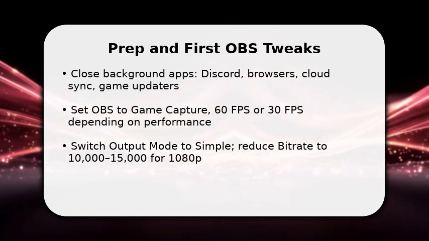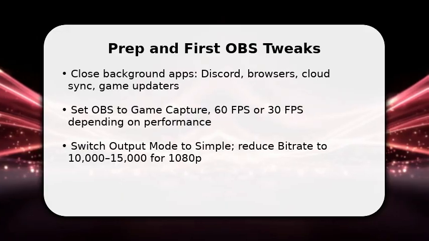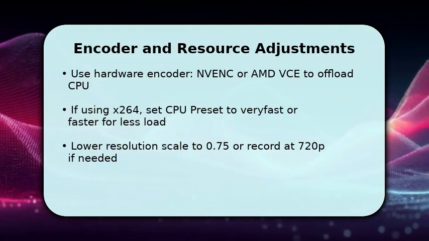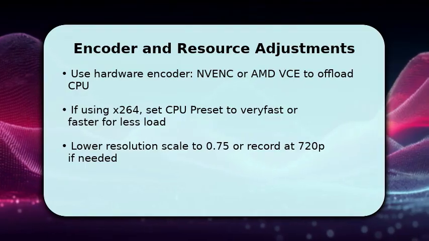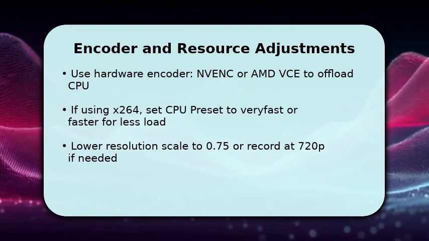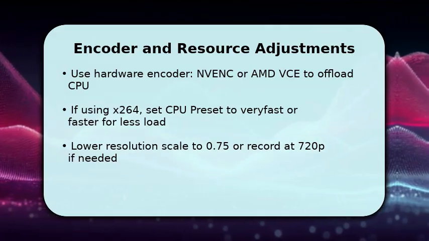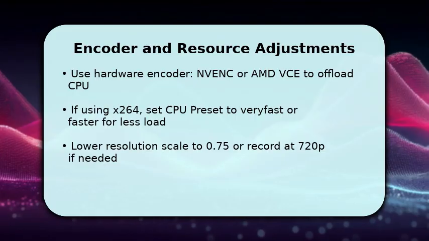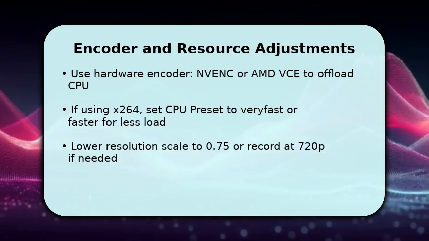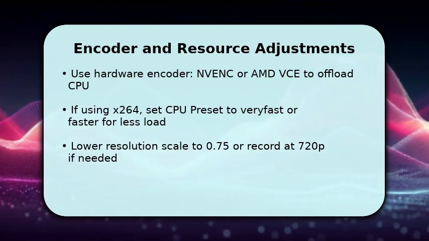Now optimize encoding so your GPU does the heavy lifting. Choose NVENC or AMD hardware encoder in OBS to offload tasks from the CPU. This reduces stutter during intense scenes. If you must use x264, set the CPU preset to VeryFast or faster to balance quality versus performance.